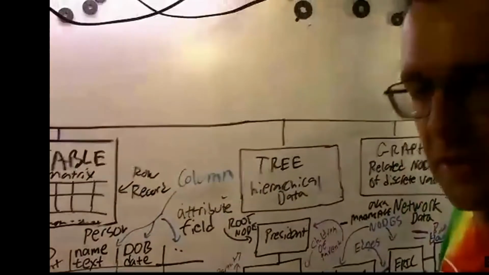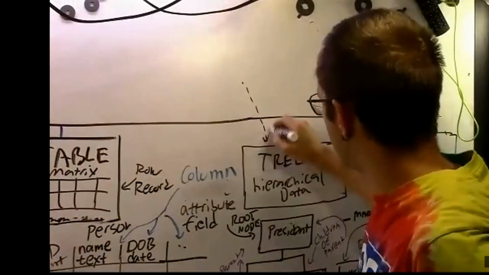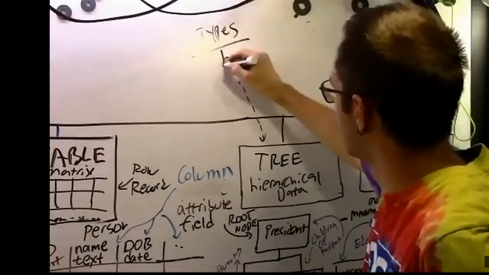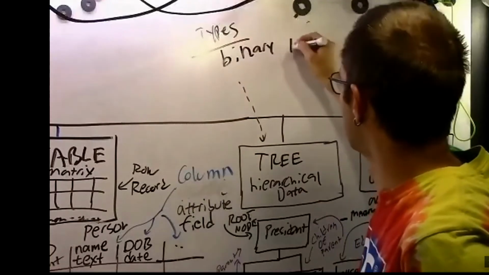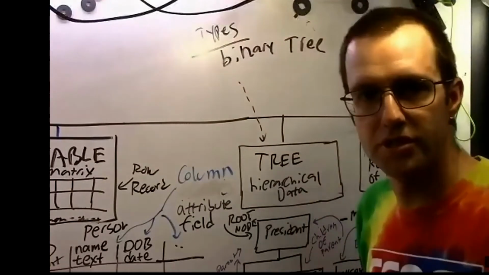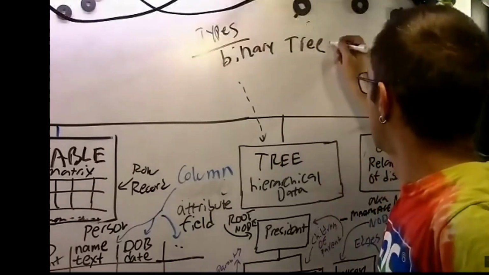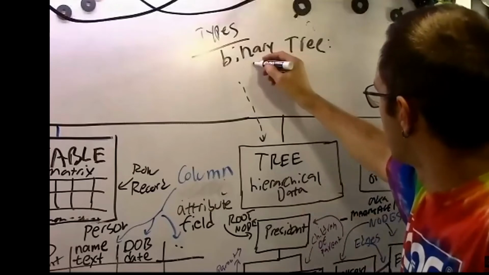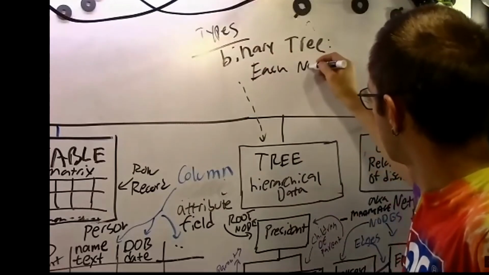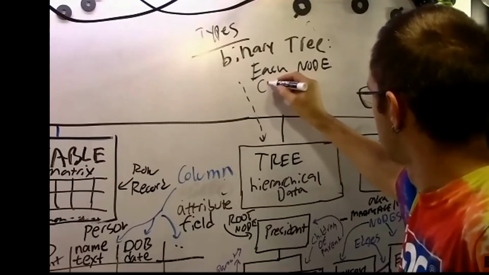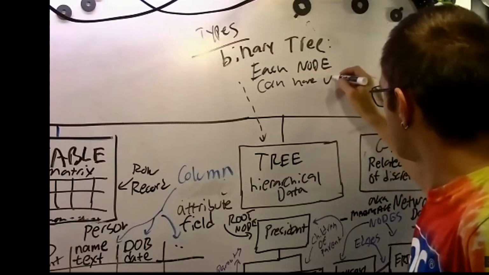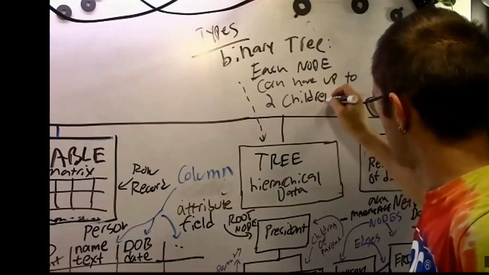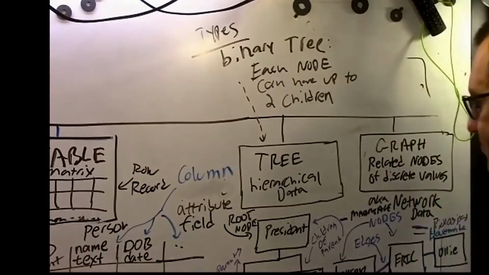So I'm going to make this a little bit messy. So types. A binary tree is the most common because it's used for searching. So a binary tree is a tree defined as one in which each node can have up to 2 children and not more than 2 children.